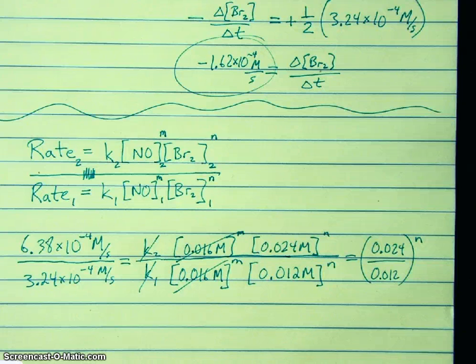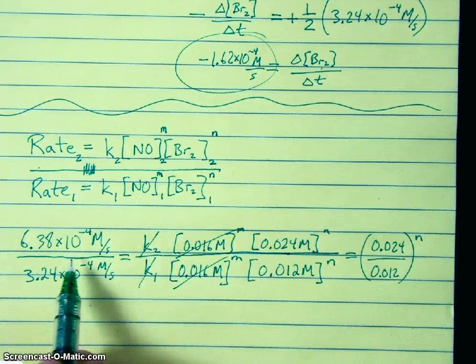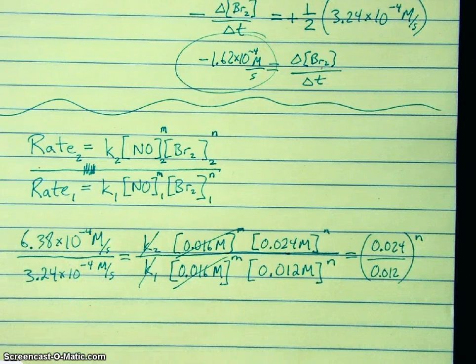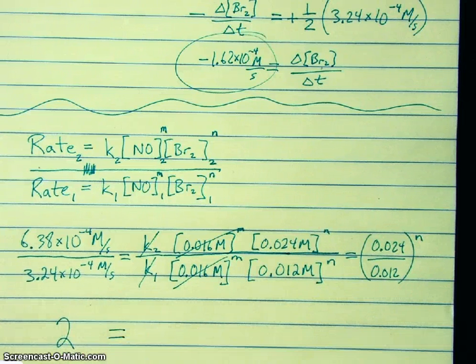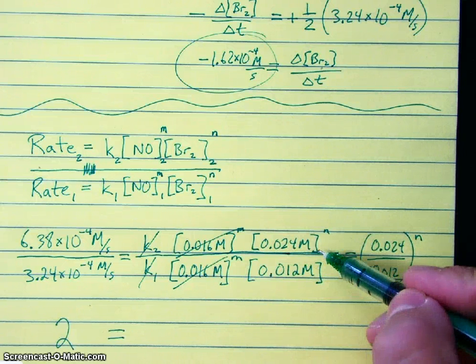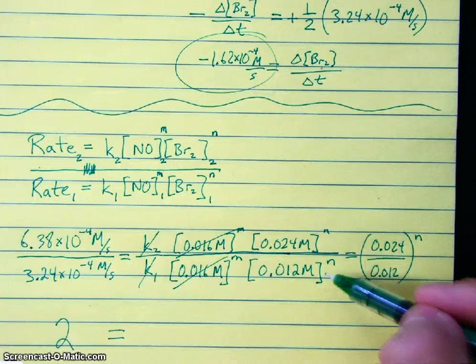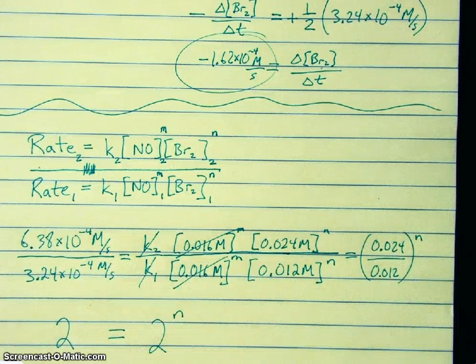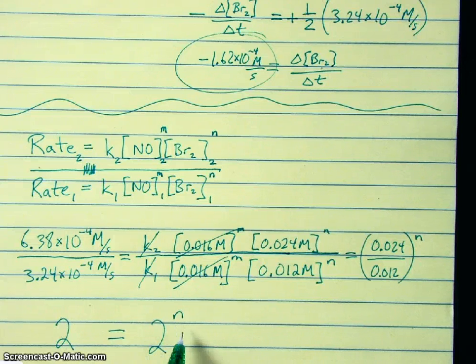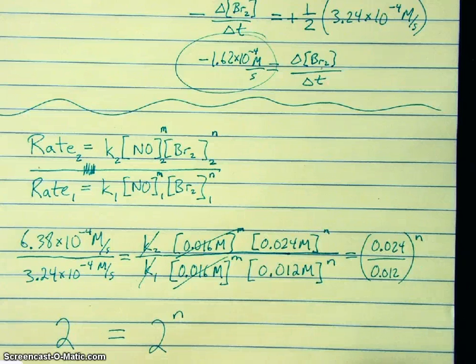Okay, so what do we have left? Well, if we carry this out, we have approximately 2. So the ratio of the rates is 2 to 1. The ratio of the initial concentrations here is also 2 to 1. And n is what we're solving for. So 2 equals 2 to what power? And n, the power that would make this work, is 1.